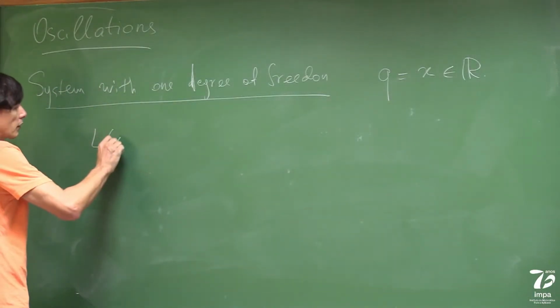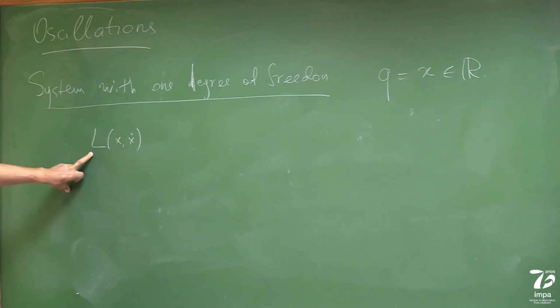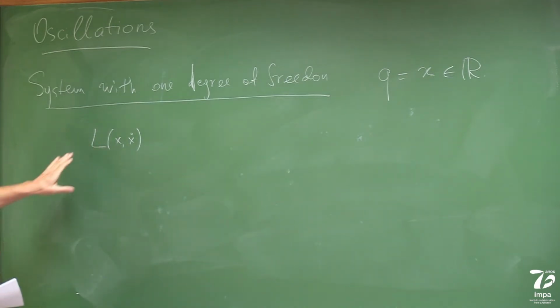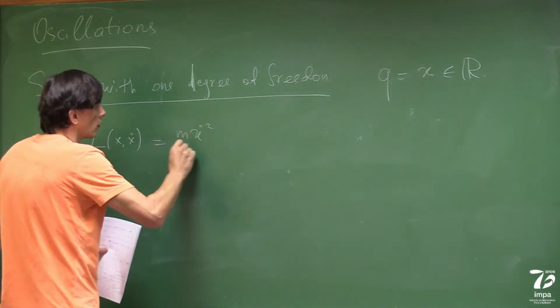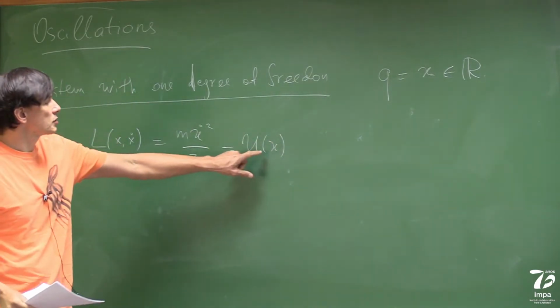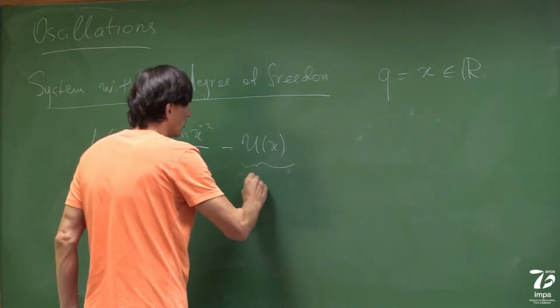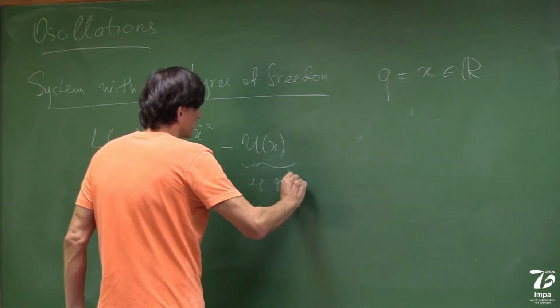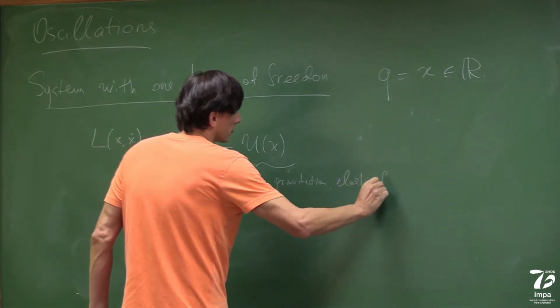So we have a Lagrangian equation. This is the Lagrangian function of our system, and we don't consider closed systems anymore. We consider the system when the forces that apply to the system are potential. So you can put a potential U. For example, gravitation or elastic force, etc.